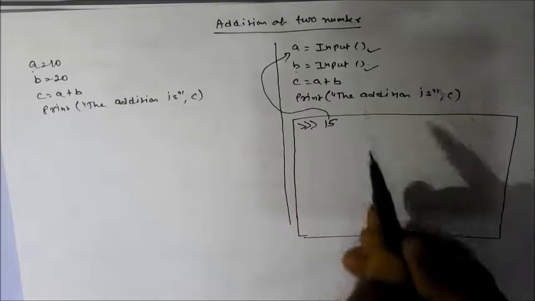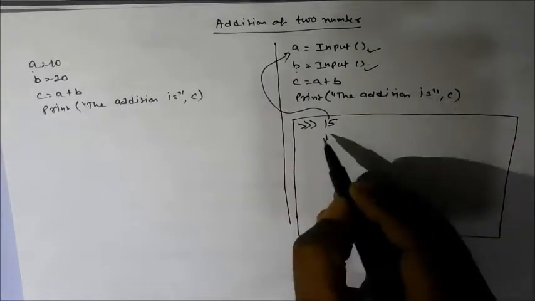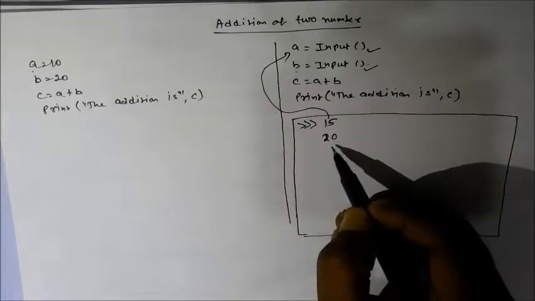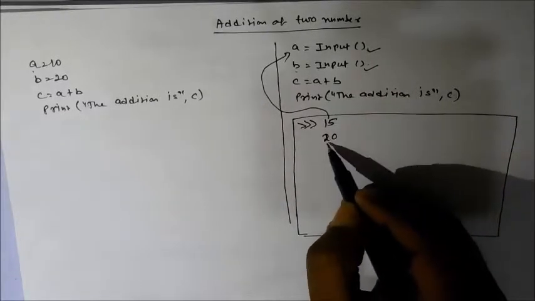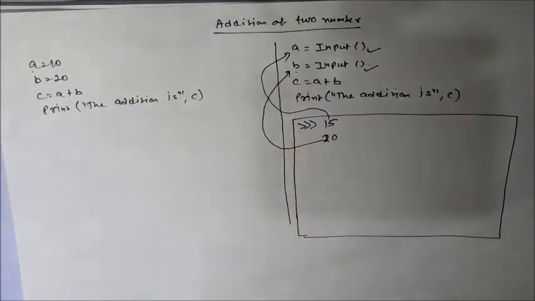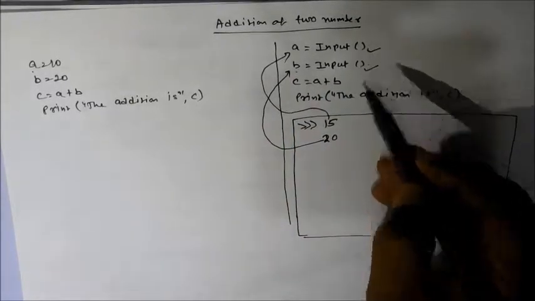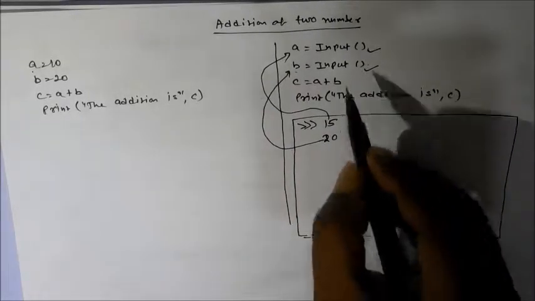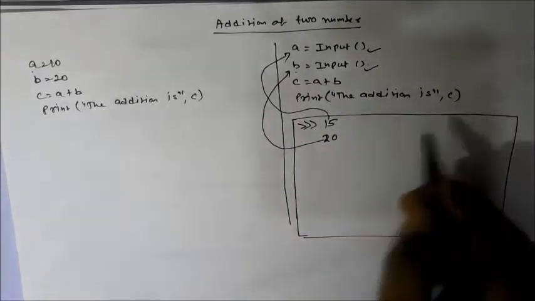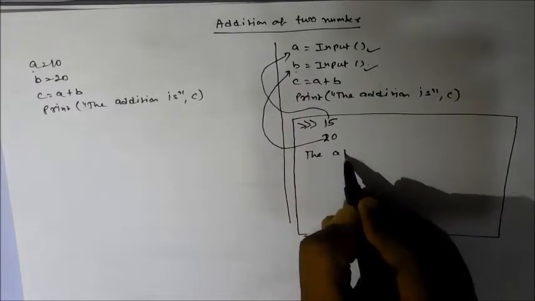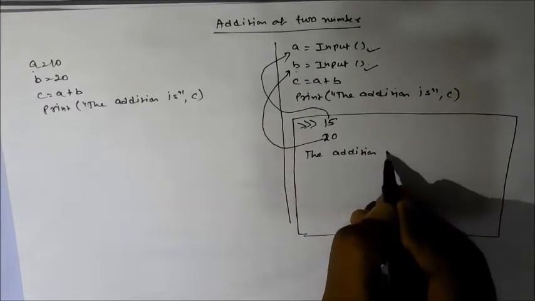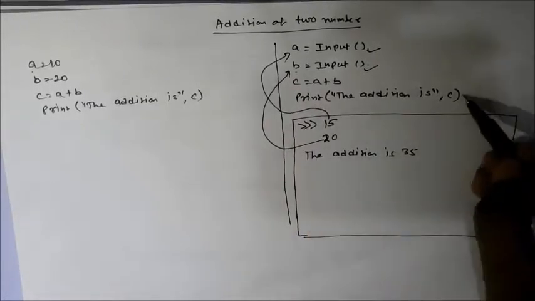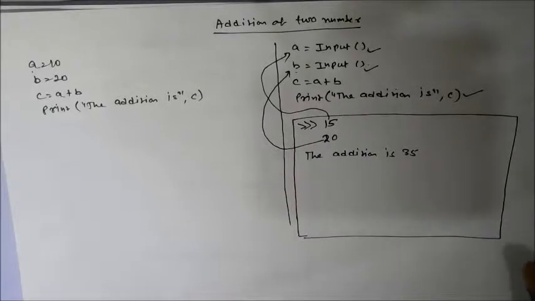Now the same statement is here. Again the cursor will blink, and this time suppose you give the value 20. The cursor will keep on blinking until you enter a value. So this value will go to b. And now the third statement is c is equal to a plus b. So a value is 15, b value is 20. So the result will come. The addition is 35. About the role of this line we have already discussed in my previous video.